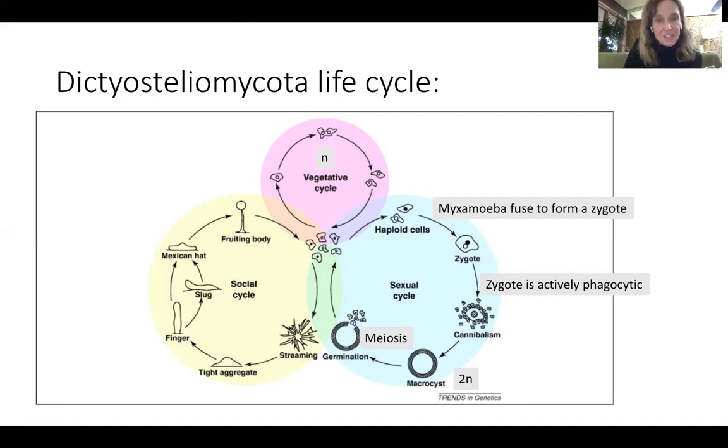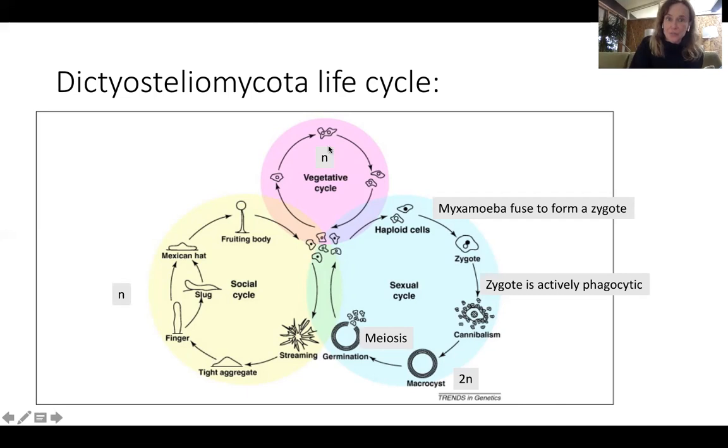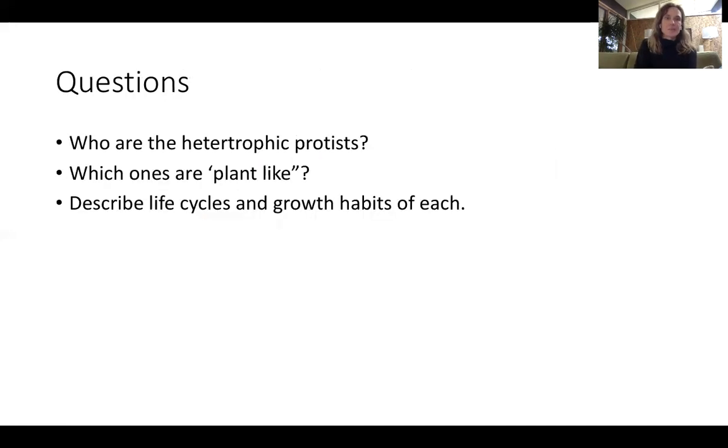Okay, so you've got the vegetative cycle, you've got the sexual cycle, and then you've got the social cycle, right? When conditions are bad, it forms these slugs and the fruiting bodies, right? So there's two types of vegetative reproduction: times are good and times are bad. So it's complicated. These life cycles are complicated. Simple organisms with complicated life cycles. Okay, that's all I want you to know.